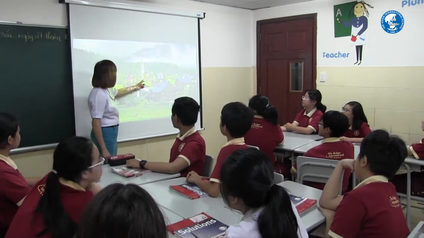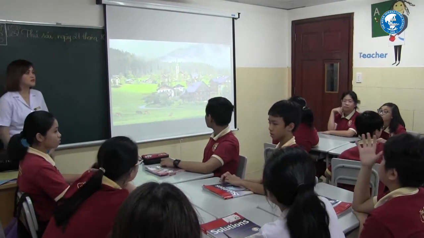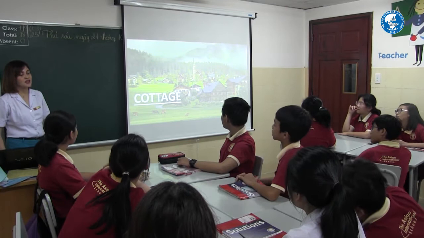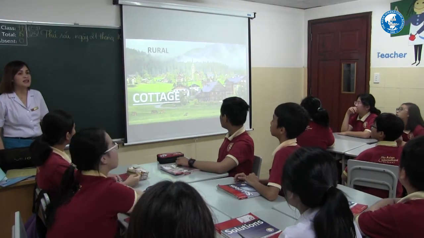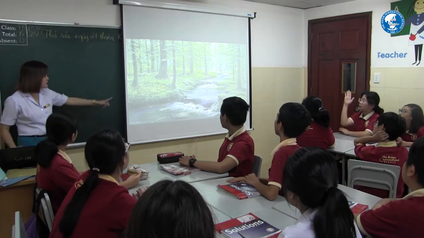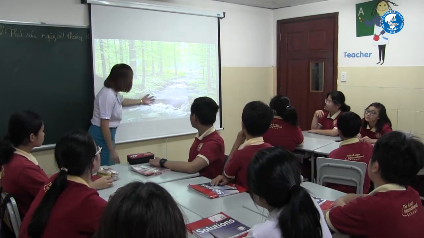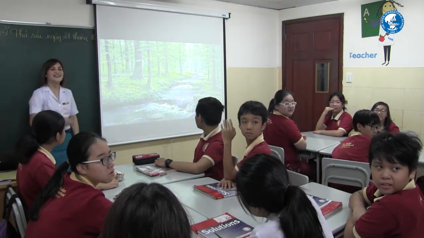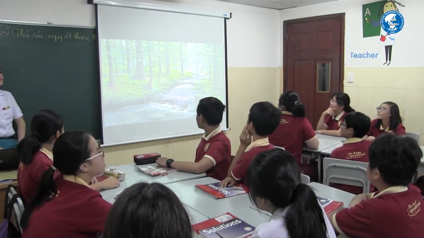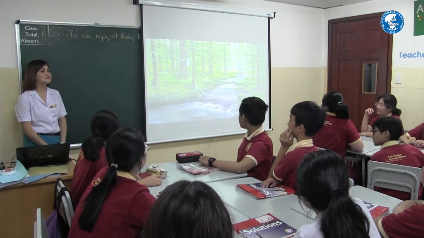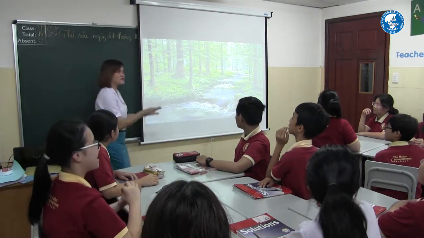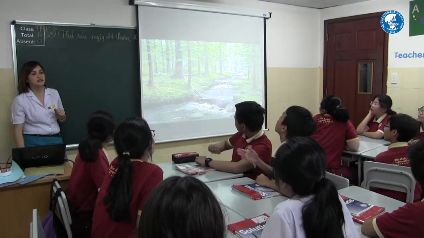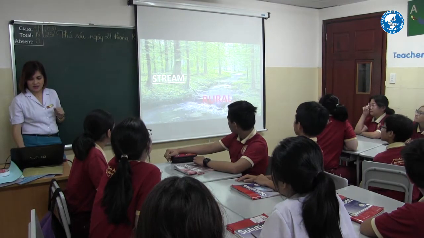Okay, next. Look at the different houses here. Village? Let's check. No. It's a cottage. Okay. So, it's in a rural area. And the small river. What can you know about the small river? The girl at the back. It's a stream. What can you do in the stream? Go fishing. Swimming. And where do you think this is? Is it in an urban or rural area? Rural. Let's check. It's rural.